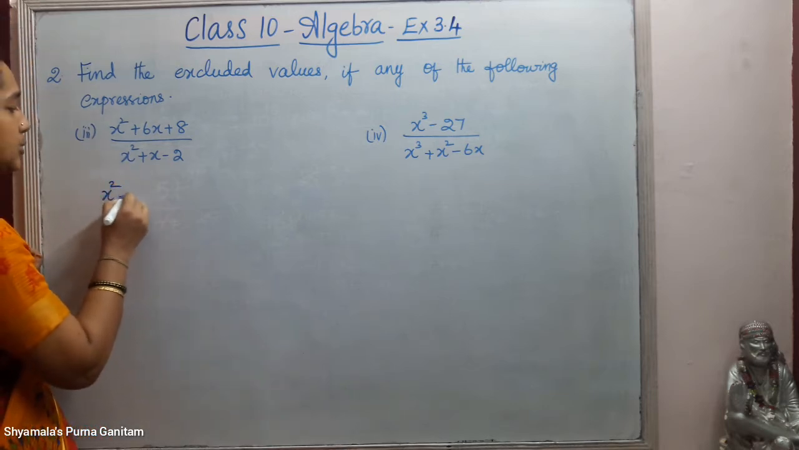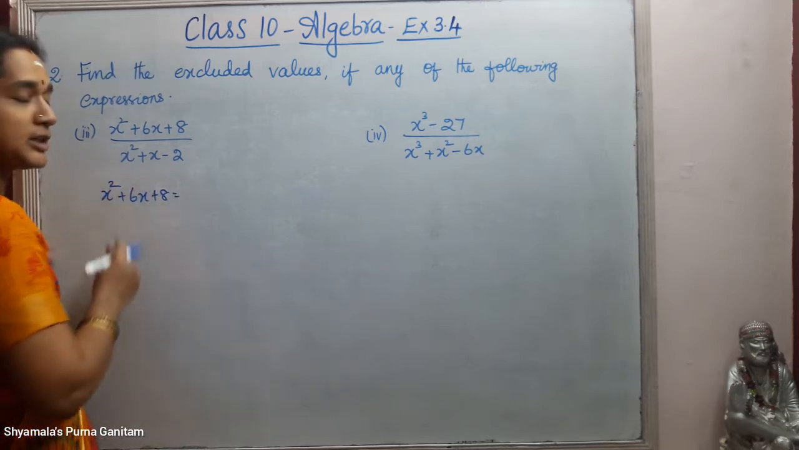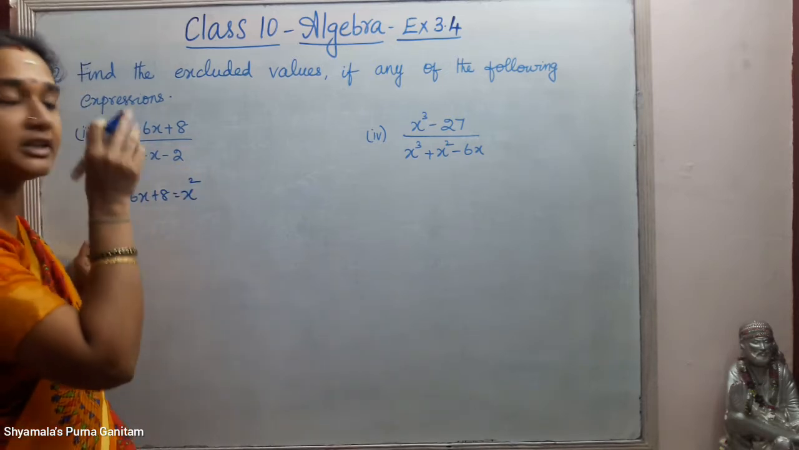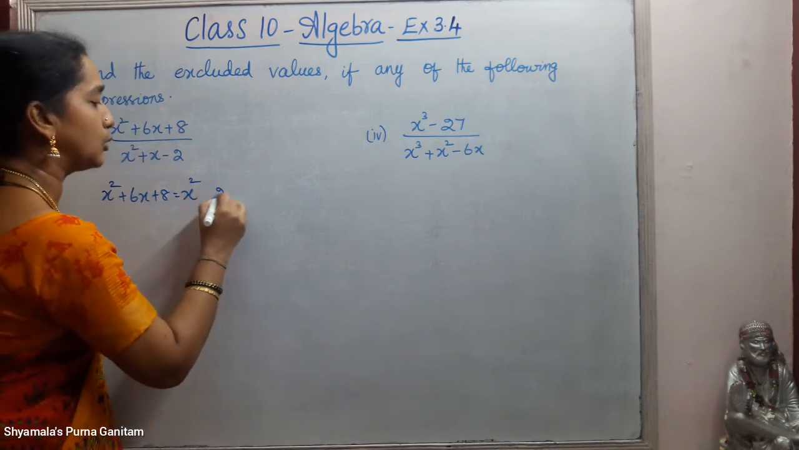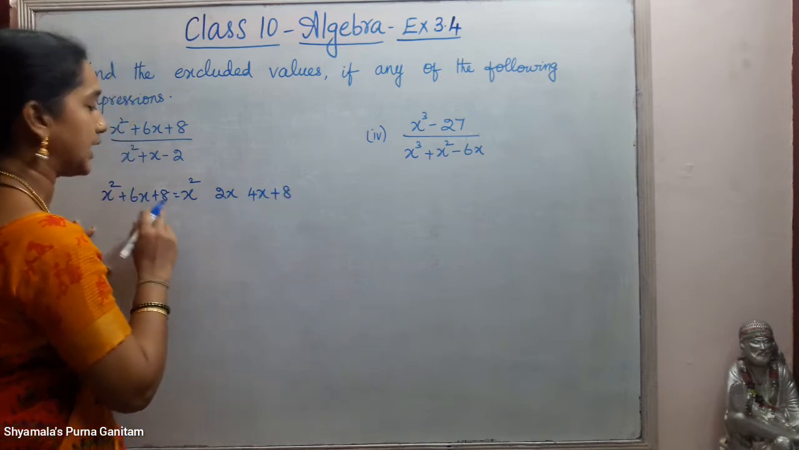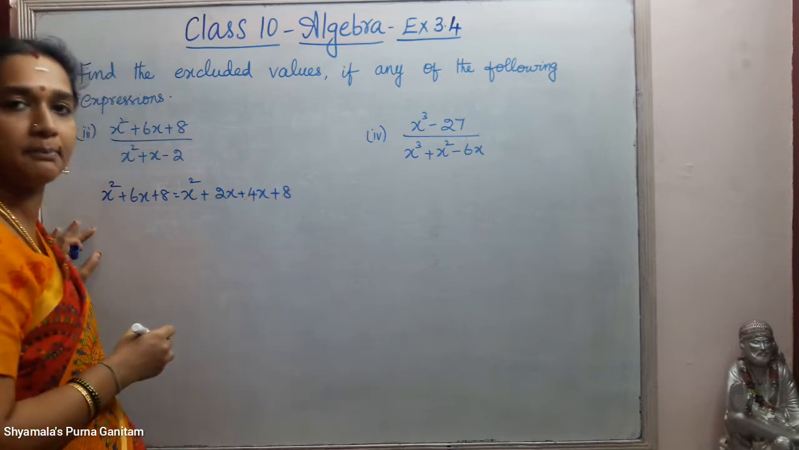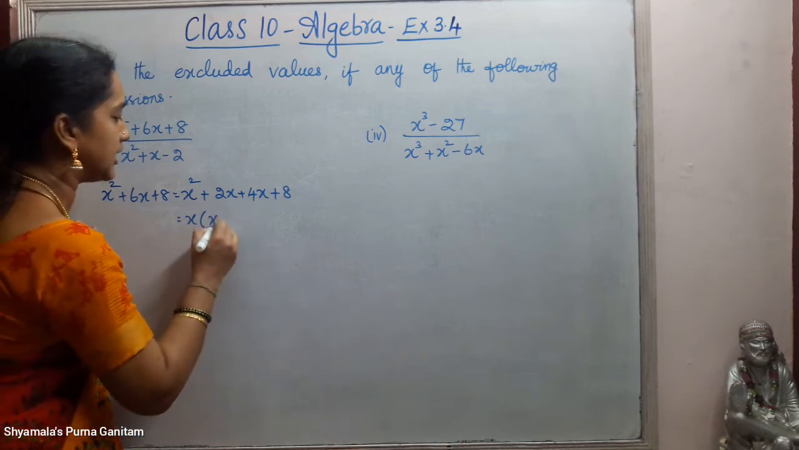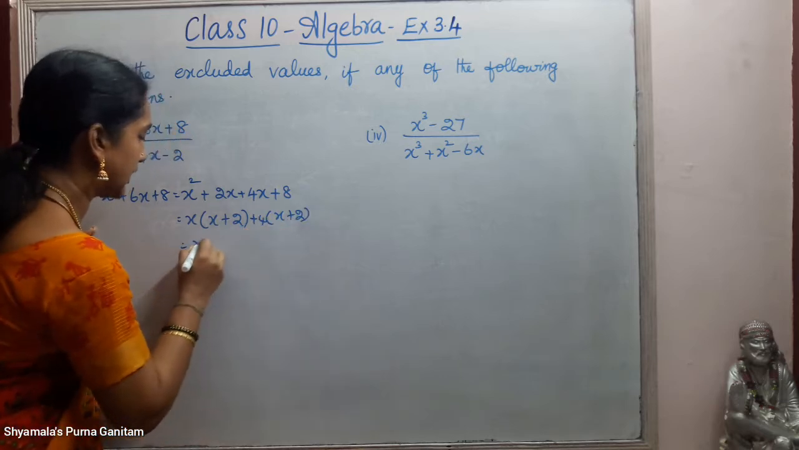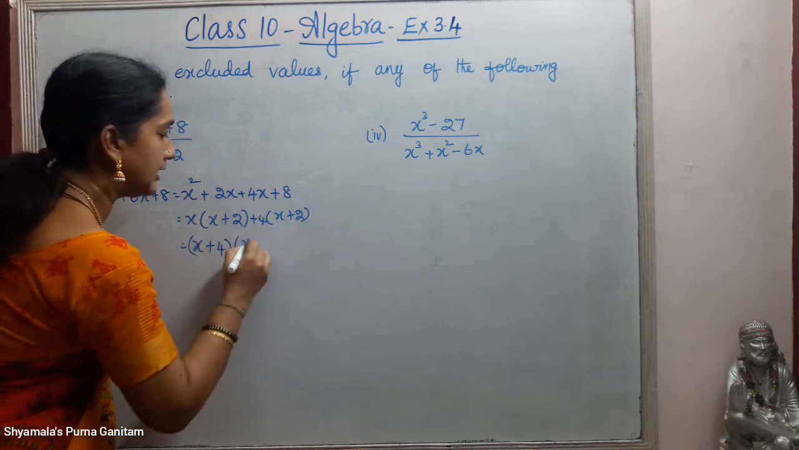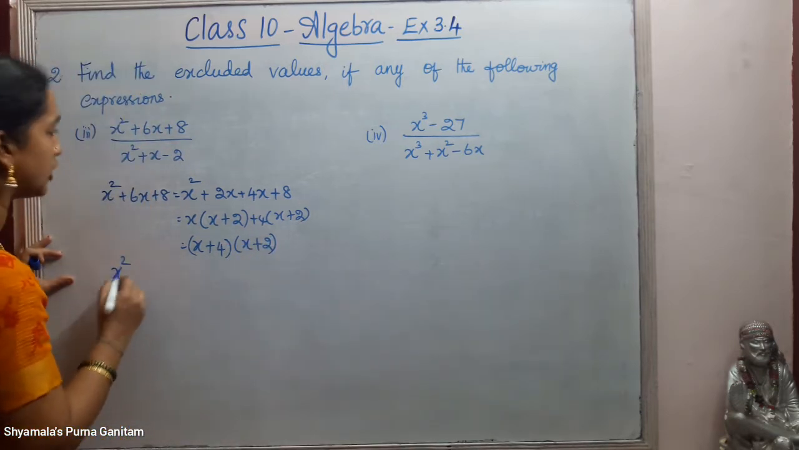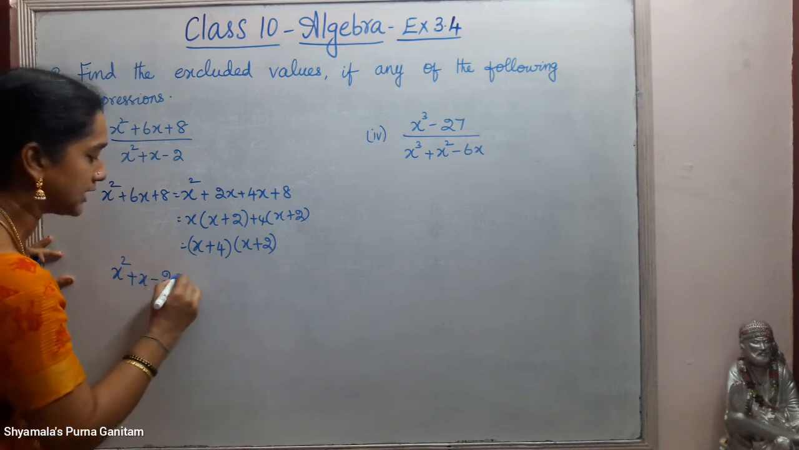For the first one, x squared plus 6x plus 8, by splitting the middle term, it will be 4 and 2. 2 fours are 8, and plus 2 and plus 4 give plus 6. So the factors are x plus 4 and x plus 2. These are the factors. Then for the denominator, x squared plus x minus 2.